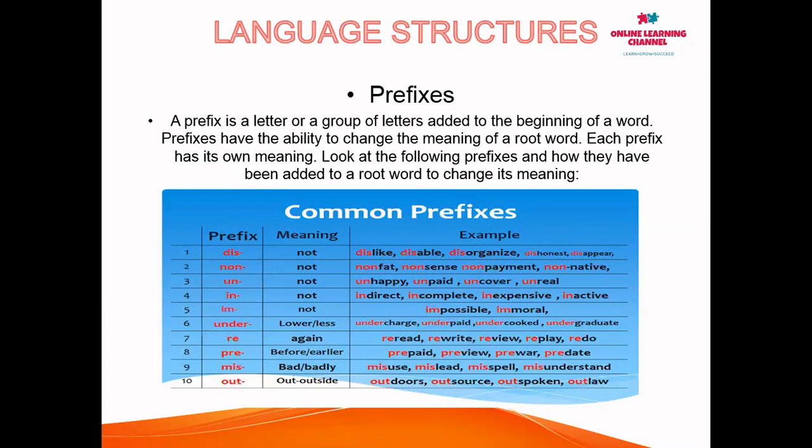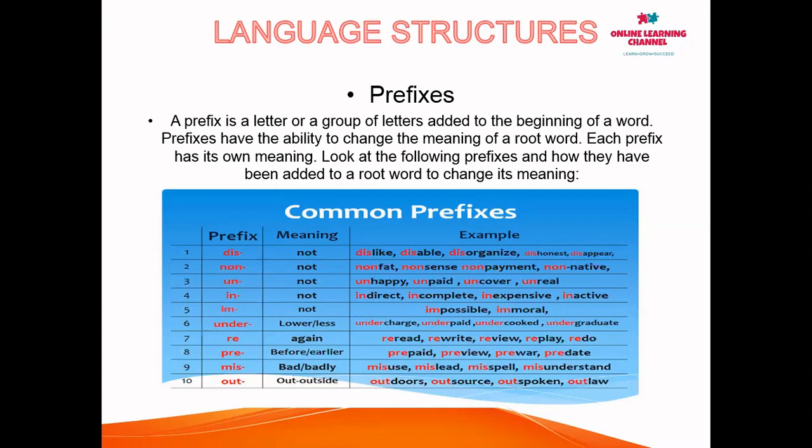Let's look at another one. Let's look at re, number 7. Re means again, to do something over again, right? The examples we have are reread, like you reread a book. Rewrite, you rewrite something out. Review, to look at something again. Replay, to play something over again, like a movie. Or redo, you did something and you need to redo it.